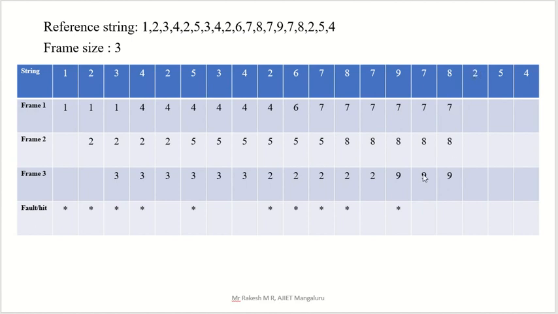We have to move that 2 here. That's why we replace any one. How to replace? 7, 8, 9. 7 is after 2, so we have to compare. 7 is not there, 8 is not there, 9 also not there. So you can take any one of the frames for replacing 2.